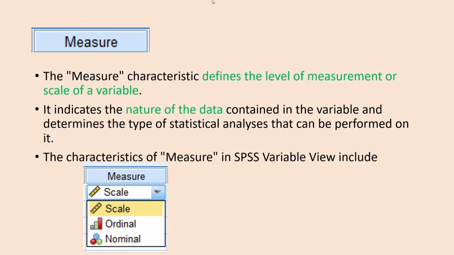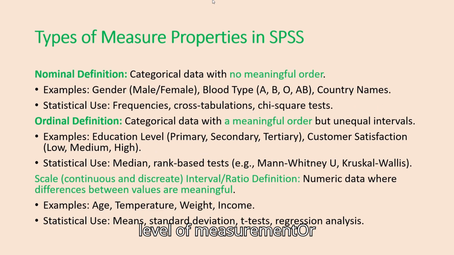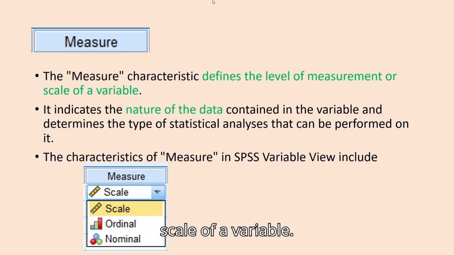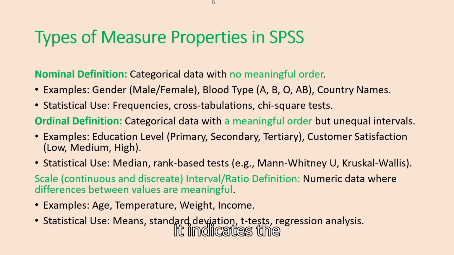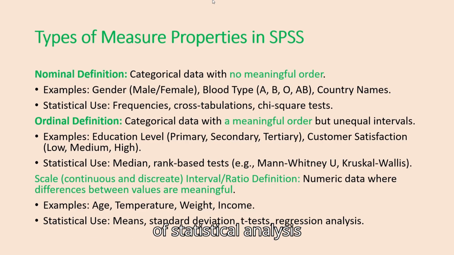Measure. The measure characteristic defines the level of measurement or scale of a variable. It indicates the nature of the data contained in the variable and determines the types of statistical analysis that can be performed on it. The measure options in SPSS variable view include scale, ordinal, and nominal.